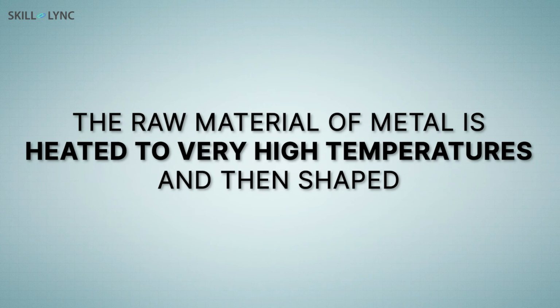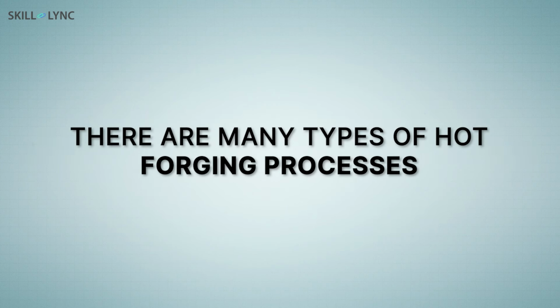The next type of forging process is hot forging. In hot forging, the raw material of metal is heated to very high temperatures and then shaped. There are many types of hot forging processes. We'll be having a detailed discussion of these in our next video.